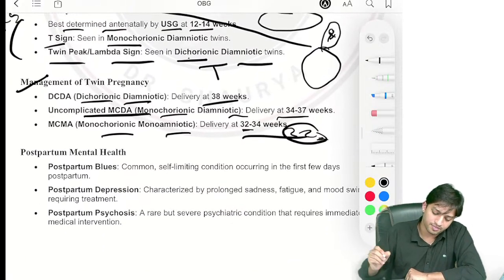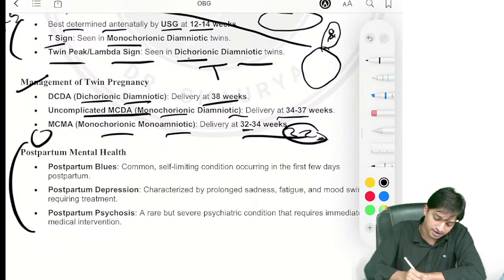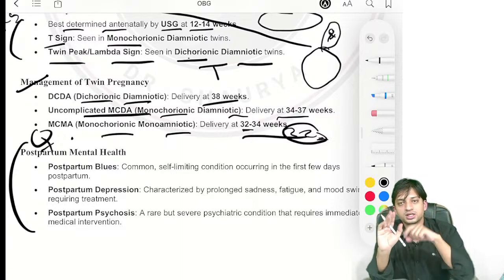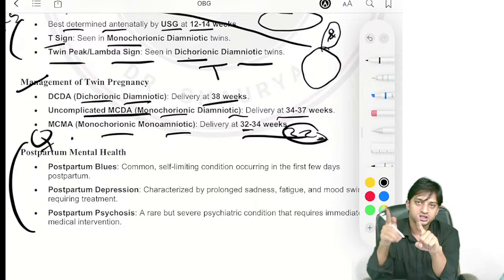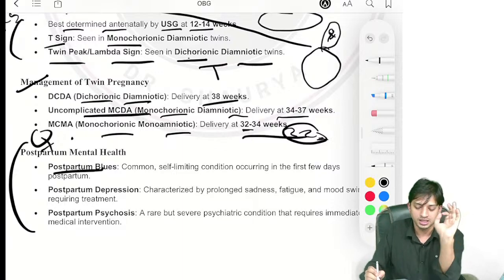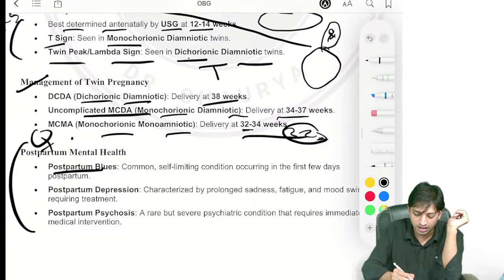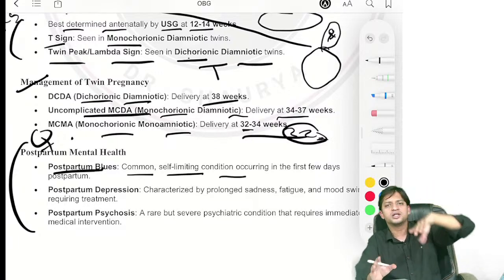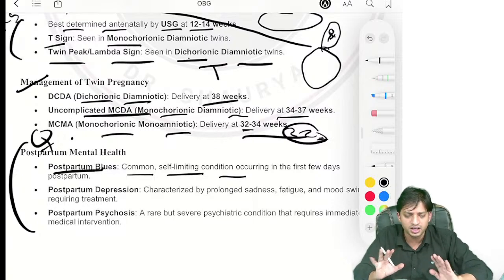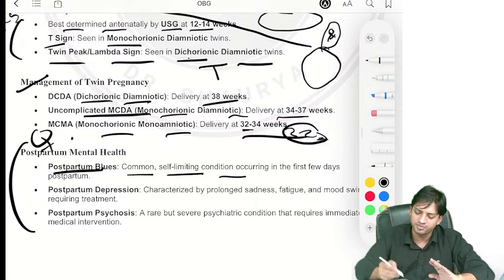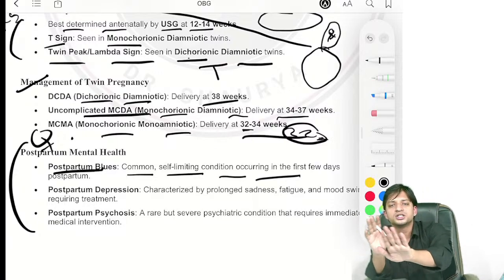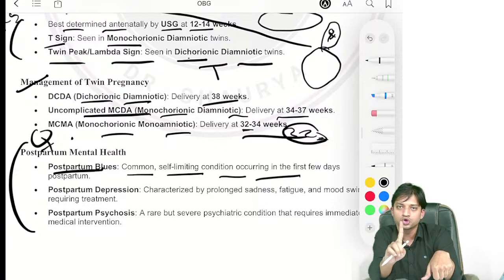Now, postpartum mental health. Very important. From psychiatry, they have integrated questions and asked you many times regarding postpartum health. Just pay very careful attention. Psychiatry and gynae combination questions they have asked you. Postpartum blues. What are they? Simply, they will give you the history of a very common self-limiting condition that a female had after delivering. She was having depressive symptoms, but it was self-limiting and it was occurring in the first few days of the postpartum and the symptoms subsided. She did not need any medication. It will be postpartum blues.